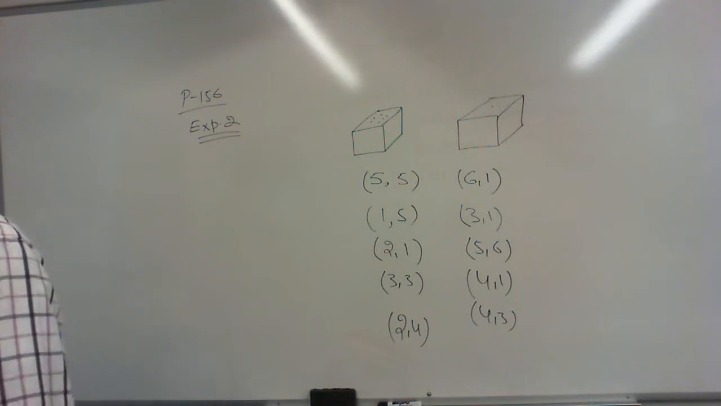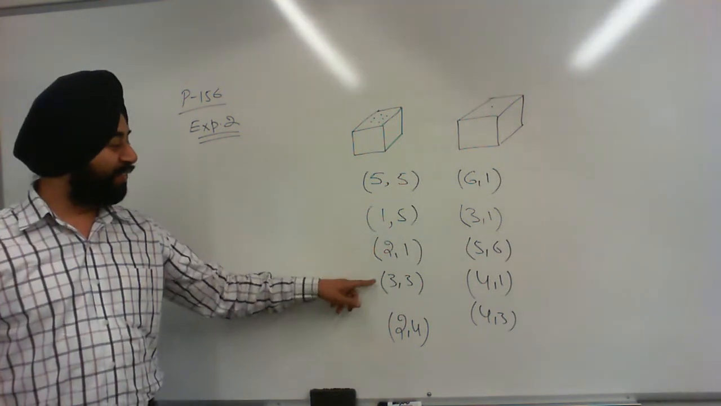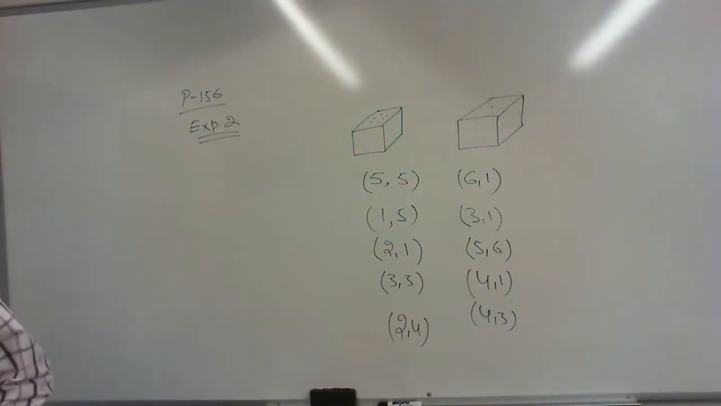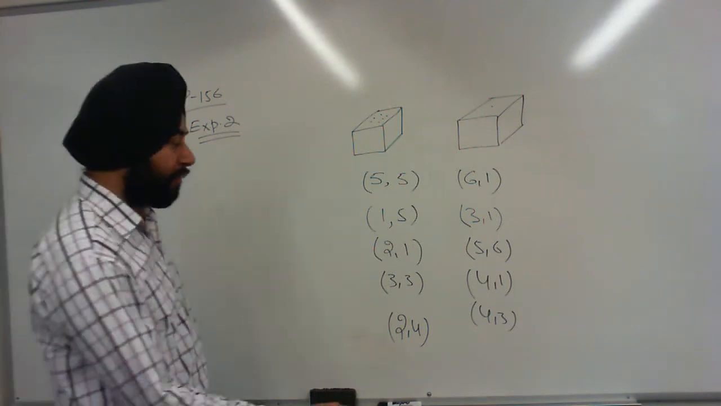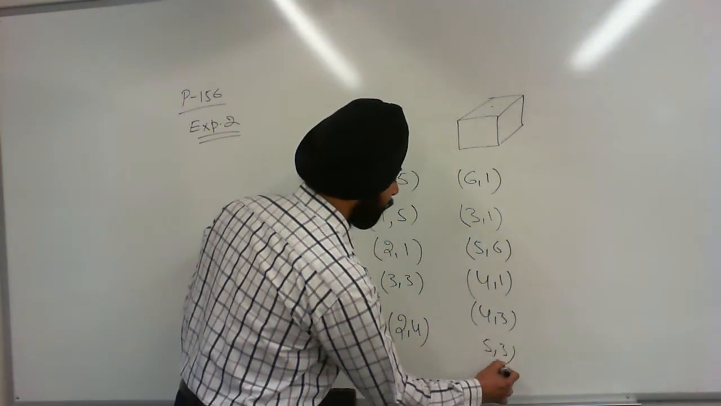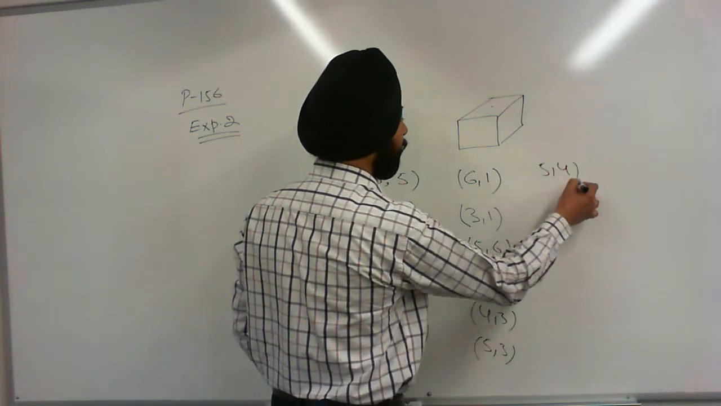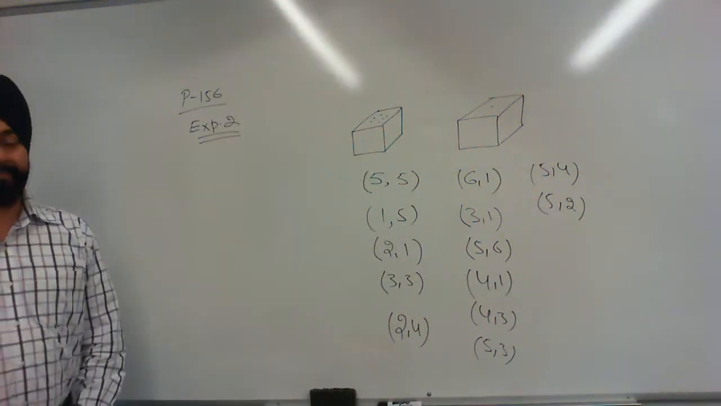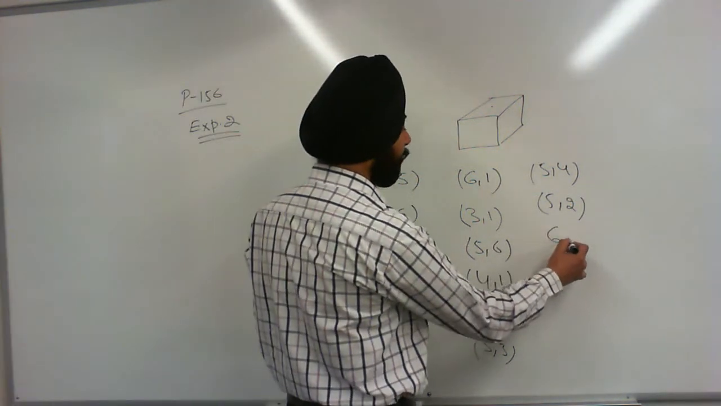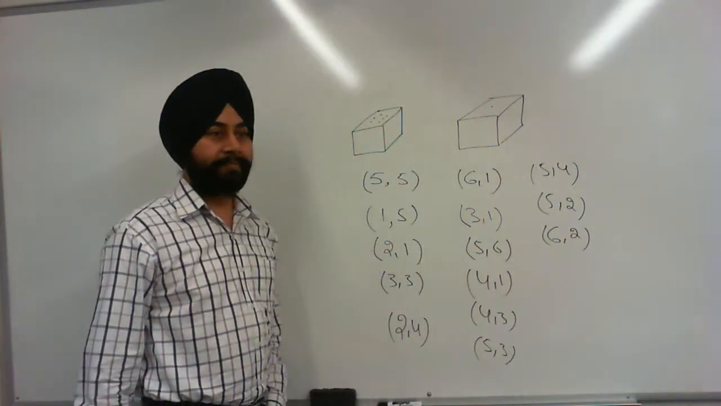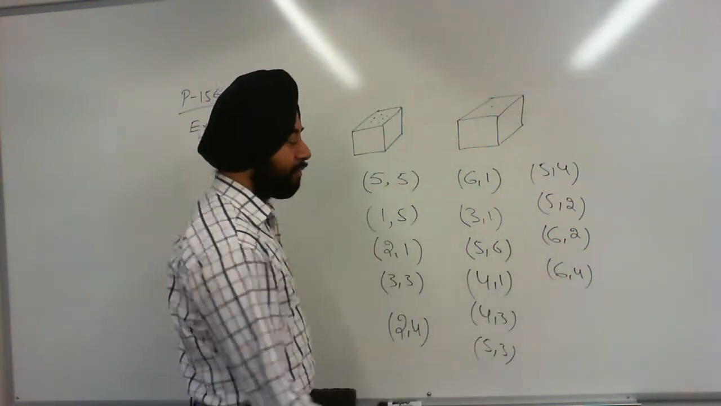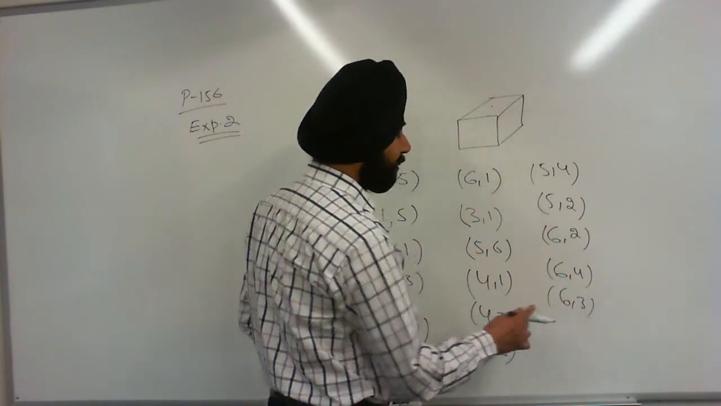You said 6 only. We got how many? 1, 2, 3, 4, 5, 6, 7, 8, 9, 10. We already got 10 of them, and you are still thinking. How many more? Just keep thinking. Sorry? 5, 3. 5, 4. 5, 2. 6, 2, okay, 6, 2. 6, 4. 6, 3.